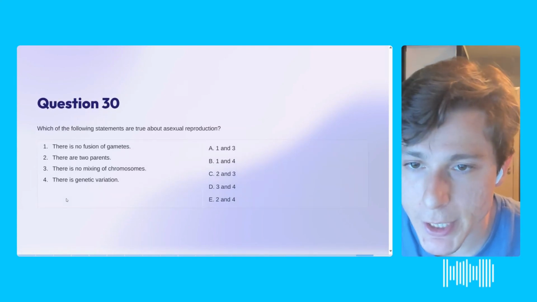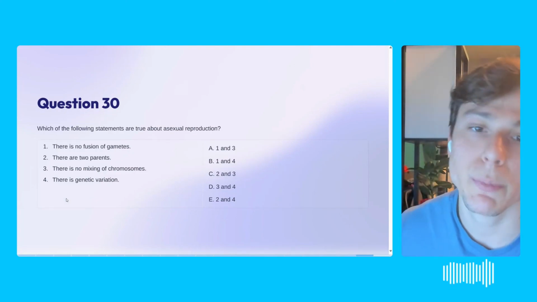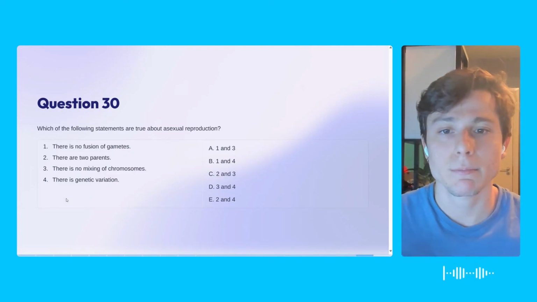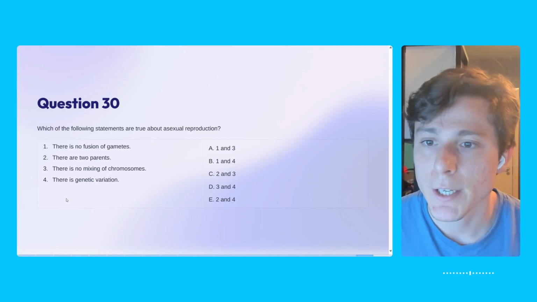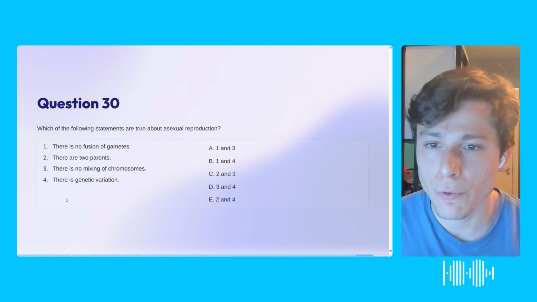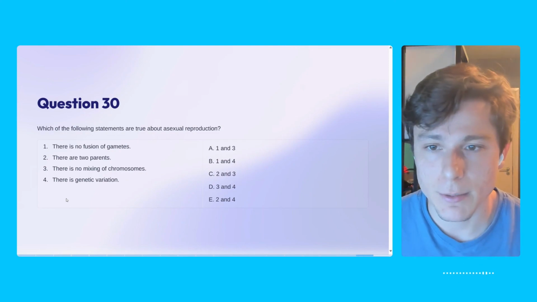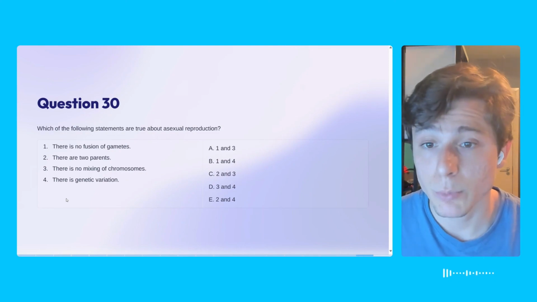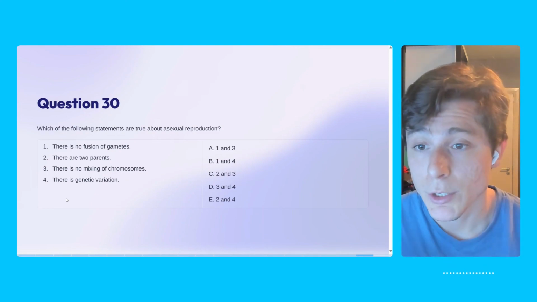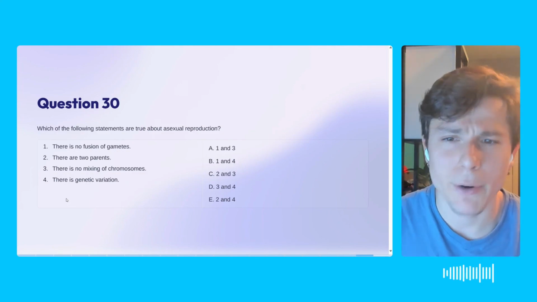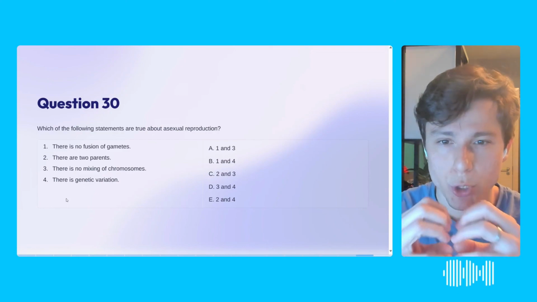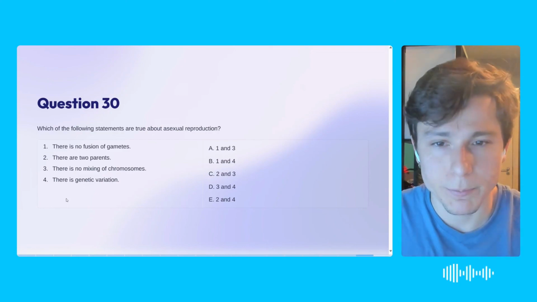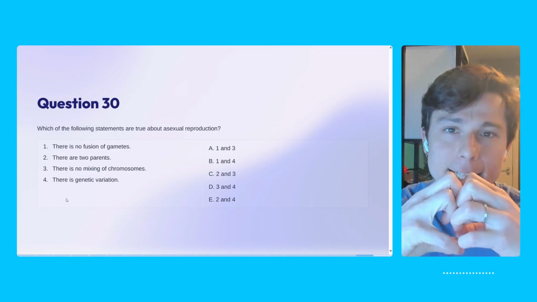And last one, let's see. Which of the following statements are true about asexual reproduction? So basically, reproduction that we don't have exchange of DNA. Okay, so the first statement, there is no fusion of gametes. That's true. We don't have a fusion of gametes. So 2, there are 2 parents. Think about bacteria, for example. It's going to reproduce asexually, so probably it's just going to be a mitosis.